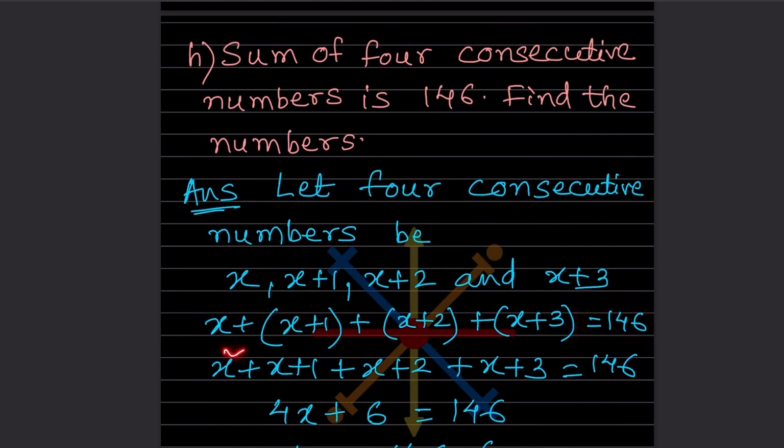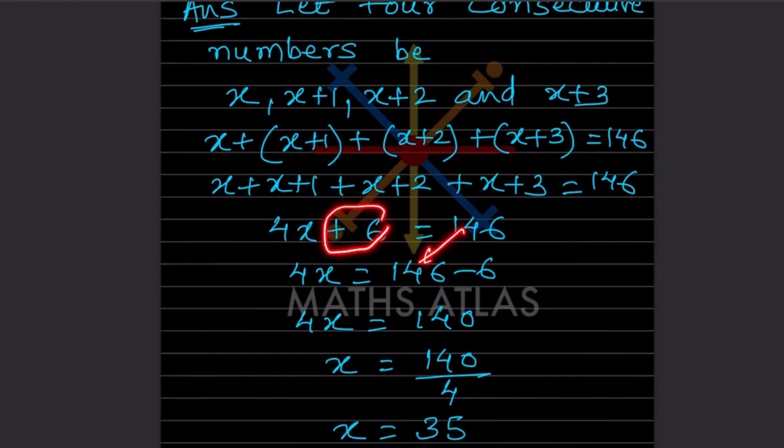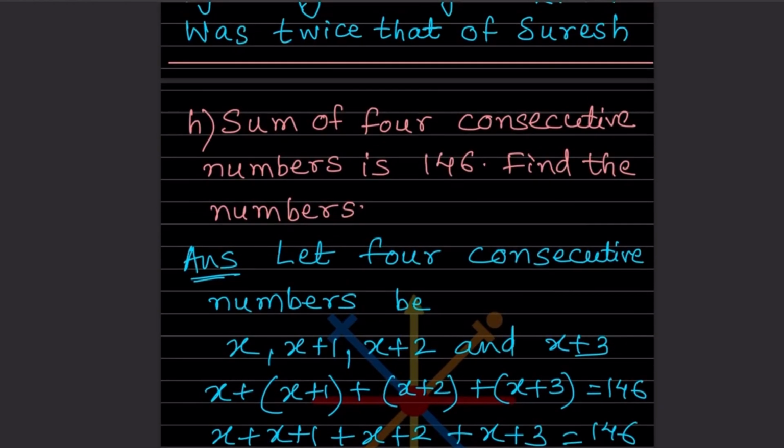So how many x are here? 1, 2, 3, 4. So here we write 4x, and this 3 and 3 becomes 6. So 4x plus 6 equals 146. When 6 goes to the other side, it is going to be minus 6. So 4x is going to be 140 when you subtract this. So x is going to be, here is multiplication, so it is going to get divided. That is 140 by 4. So x is 35.